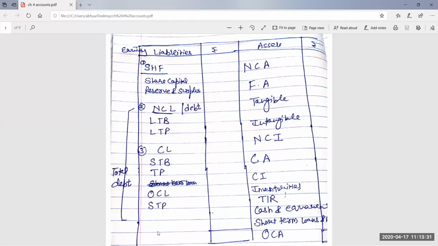Shareholder fund. And under shareholder fund, only 2 heads are there. I have left all those items which are non-evaluative topics. Many times I told you that these are non-evaluative topics, so I have left all those items.